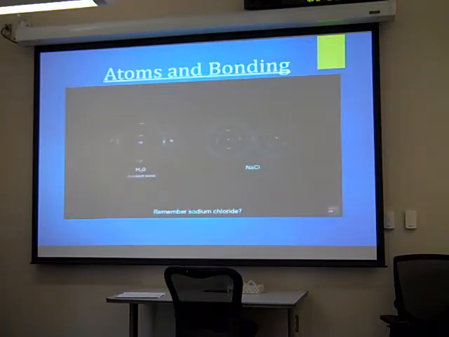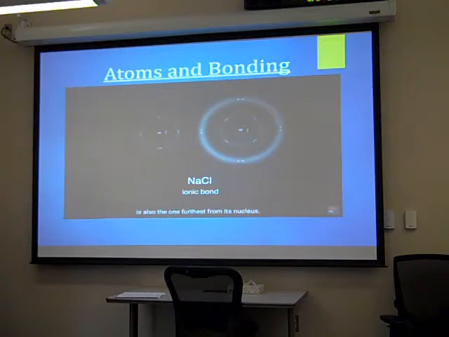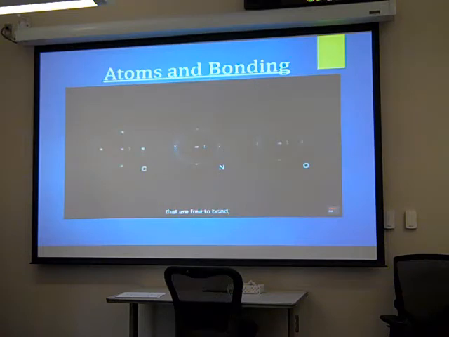Remember sodium chloride? Well, the electron that sodium loses is the one furthest from its nucleus. And the orbital that electron occupies when it goes over to chlorine is also the one furthest from its nucleus. But back to covalent bonding. Carbon has 4 electrons that are free to bond. Nitrogen has 3, oxygen 2. So carbon is likely to form 4 bonds, nitrogen 3 and oxygen 2. Hydrogen only has 1 electron, so it can only form 1 bond.